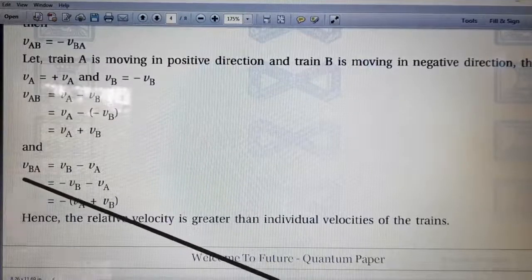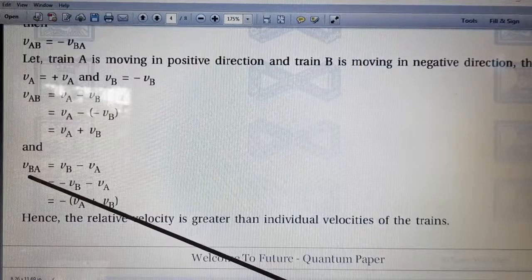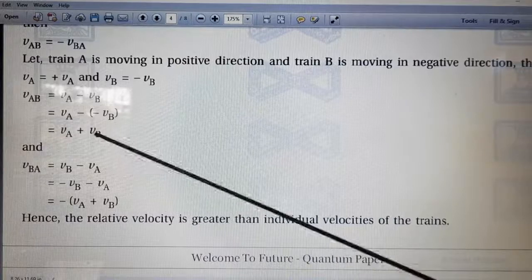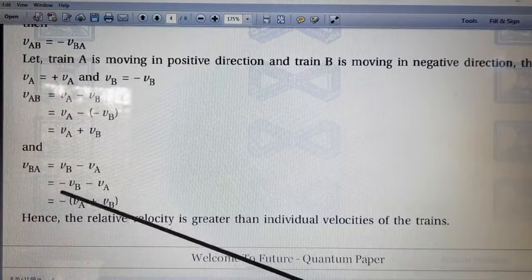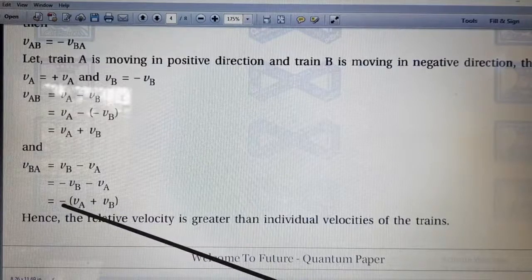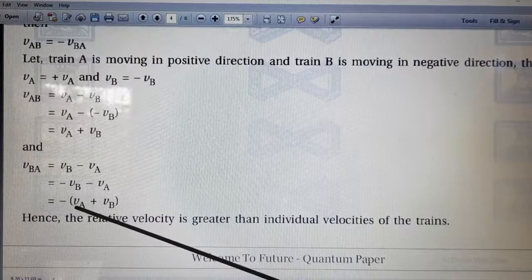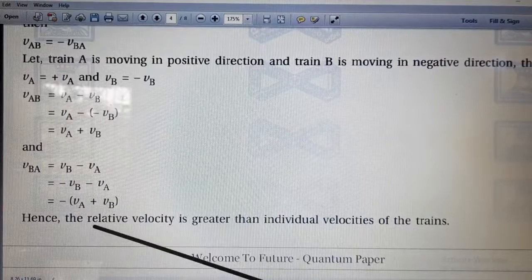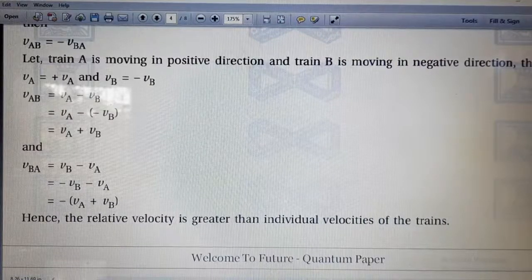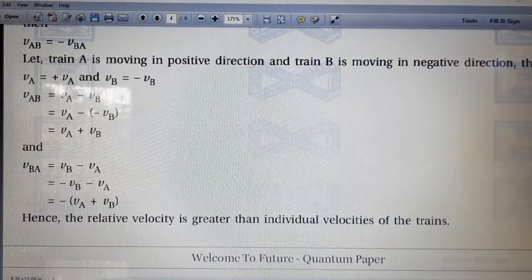Same way, VBA, the velocity of particle B with respect to A, is equal to VB minus VA. Here VB is negative, so minus VB minus VA. Now take the minus sign common. So minus bracket VA plus VB. Hence the relative velocity is greater than the individual velocity of the train. Thank you.